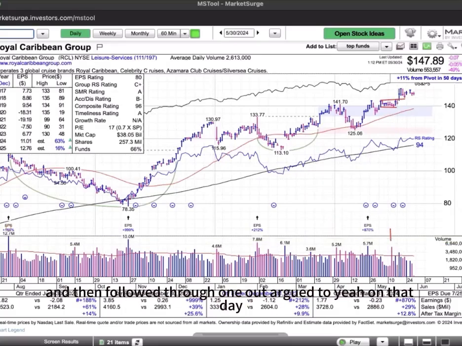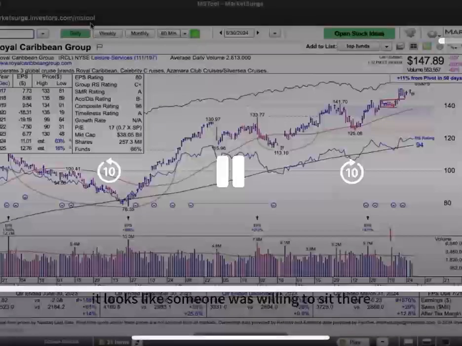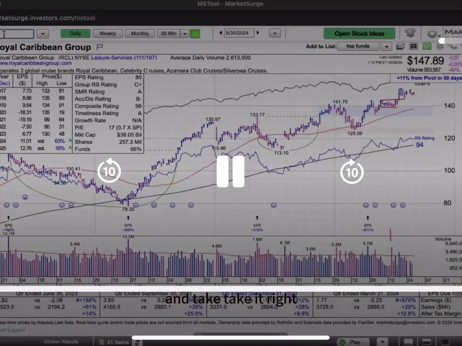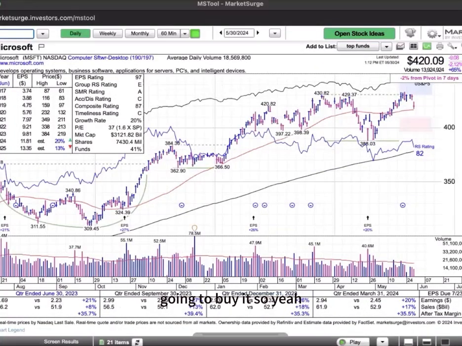Well, I would argue too, yeah, on that day it looks like a huge negative volume selling day, but based on the price, it looks like someone was willing to sit there and take it, right? Or multiple institutions were in there willing to buy it. So yeah, I think you really got to pair that with the price. And the fact that price didn't move tells you more than just the volume.